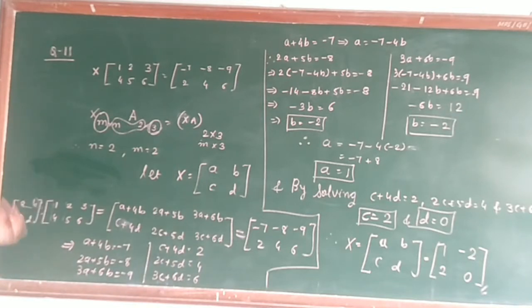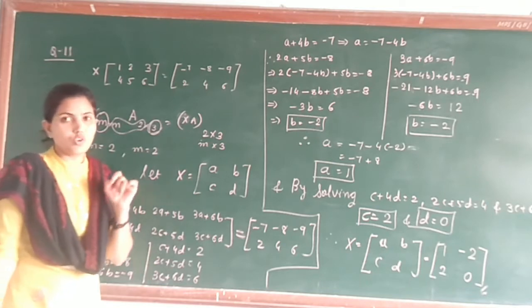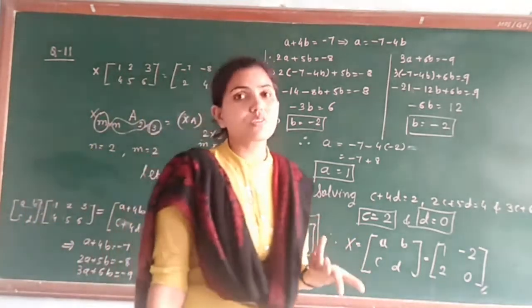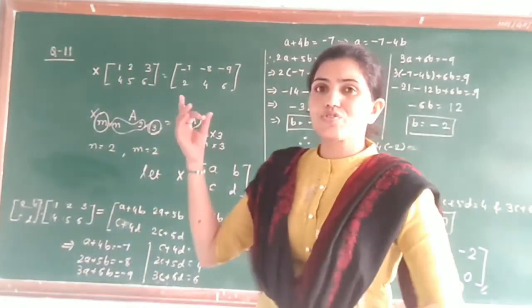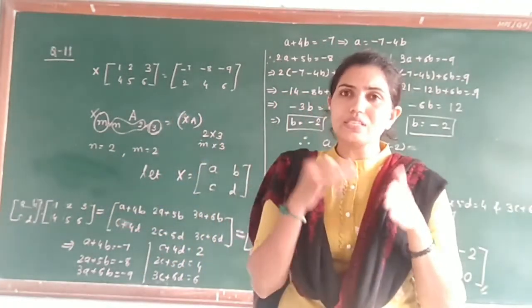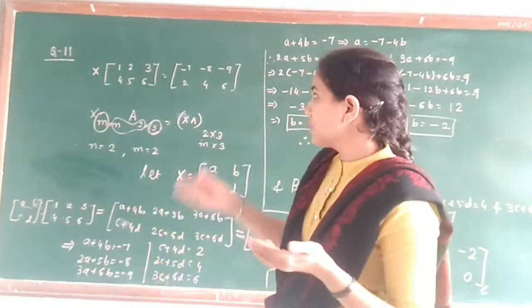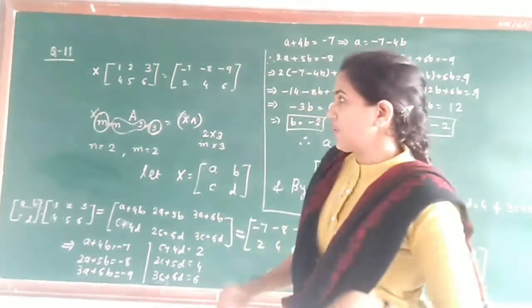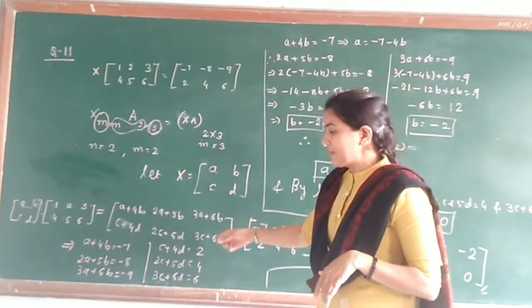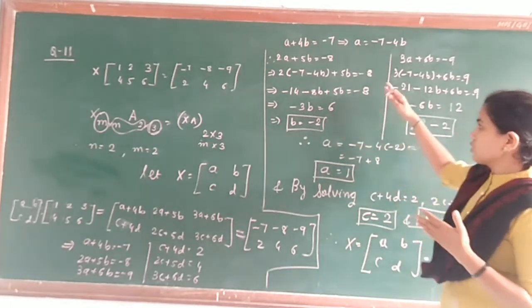So in this way you have to solve. First, finding the order will be important, because whatever question comes, the order can be different. So according to that you should find out the order. According to the order, consider the elements a, b, c, d. Maybe it is a, b, c, d, e, f like that also. It depends upon the question. Then do the multiplication, then you will find the equations, and solve them.